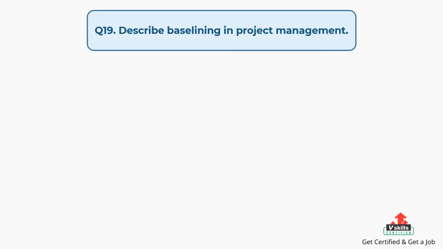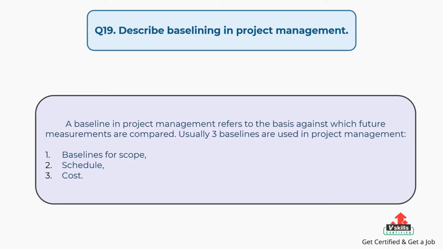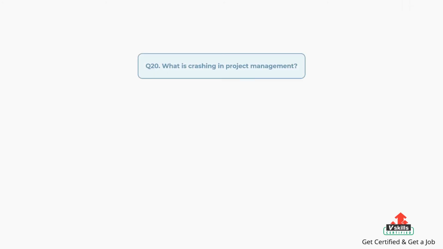Question number 19. Describe baselining in project management. The answer is, a baseline in project management refers to the basis against which future measurements are compared. Usually 3 baselines are used in project management. 1. Baselines for scope. 2. Schedule. 3. Cost.